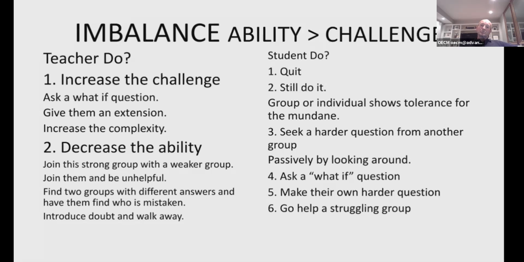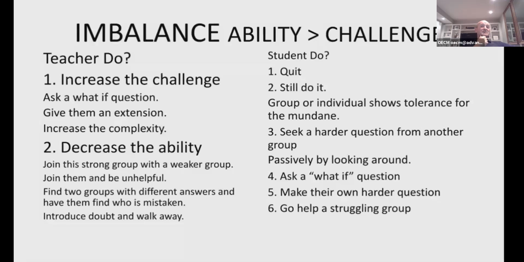And then, so what could the student do? The student could quit again. They could still do it and show tolerance for the mundane. So like you've given them a whole bunch of questions that are all similar and one particular group already knows how to do them all. And they might just stick with it and do them, right? They might seek a harder question from another board. So if you're doing thin slicing and you put questions up in different colored markers on other boards, they might go seek a harder question.